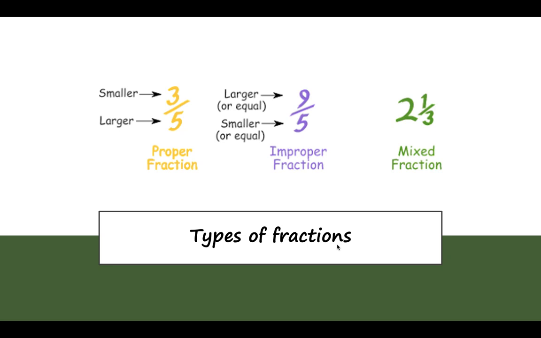Okay, and here are those three types of fractions again. You have your proper fraction, which is that smaller number above a denominator. Your improper fraction, which is your larger numerator over the denominator. And then you have your mixed number, that is a whole number accompanied by a proper fraction.